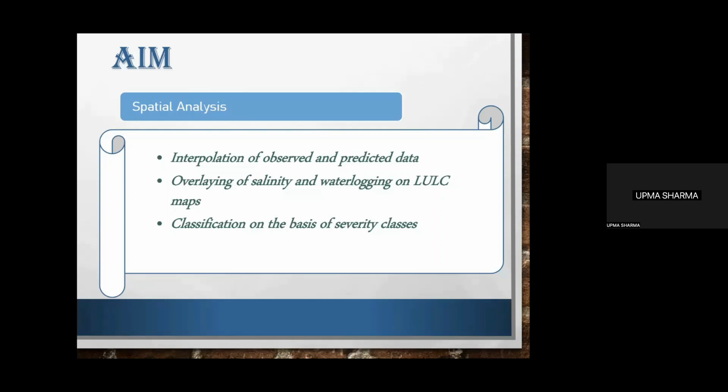Similarly, it is the case with waterlogged soils. When the water table is less than 2 meters, it comes under the safe area. Between 2 to 3 meters, it is a potentially waterlogged area, and above 3 meters it is a highly waterlogged area.